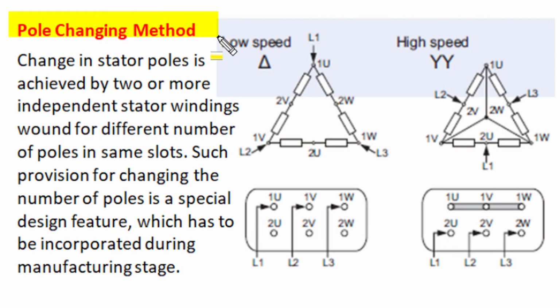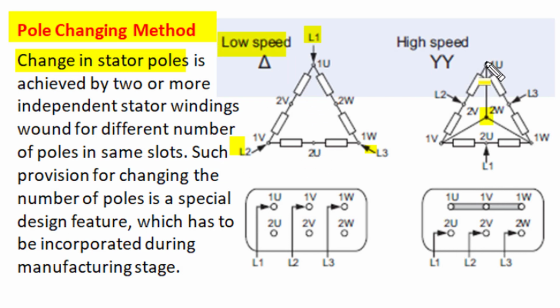For the pole changing method of speed control in a squirrel cage induction motor, the change in stator number of poles is achieved by two or more independent stator windings wound for different numbers of poles in the same slots of the stator. In this high number of pole configuration, the coils are delta connected, and the three-phase line connection is given to one terminal of phases U, V and W, and this winding works as a higher number of poles and the motor rotates at low speed conditions with this configuration.